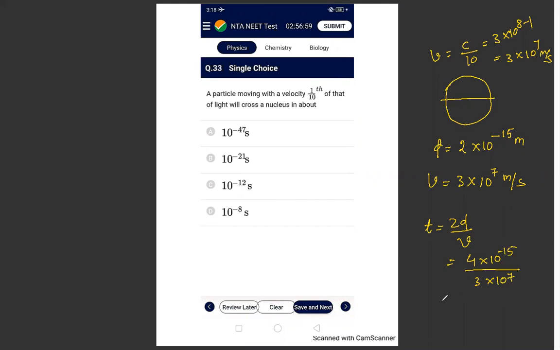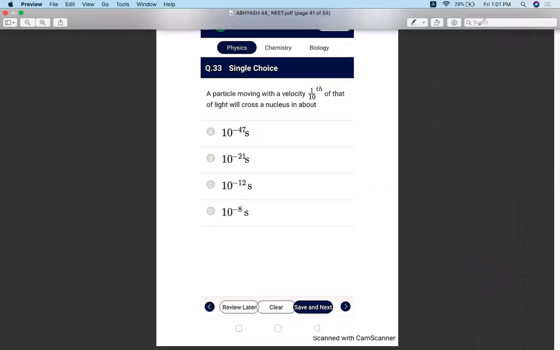So we'll find it out. Finally we are getting it in the order of 1.33. It's not 2d actually, 2d is the diameter, and the radius is d by 2, sorry. So it is 2 by 3 into 10 to the power minus 15 minus 7, that is minus 22. So it is in the range of 10 to the power minus 21 second. It is in the range of 10 to the power minus 21 second. That is the answer.